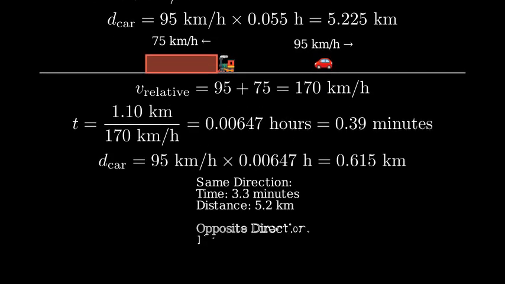To summarize, when traveling in the same direction, it takes 3.3 minutes, and the car travels 5.2 kilometers. When traveling in opposite directions, it takes only 0.39 minutes, and the car travels 0.6 kilometers. This makes sense because the relative speed is much higher when traveling in opposite directions, so the passing happens much more quickly.